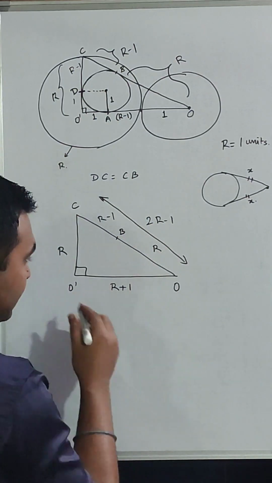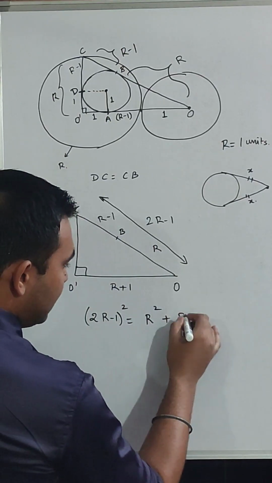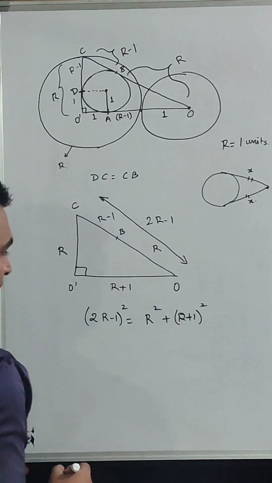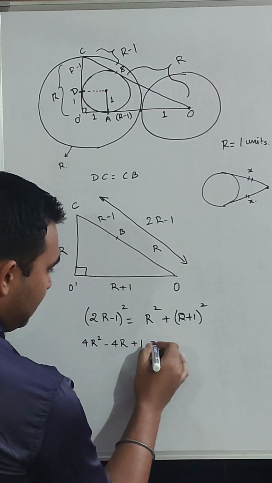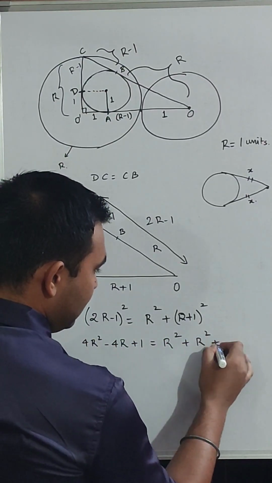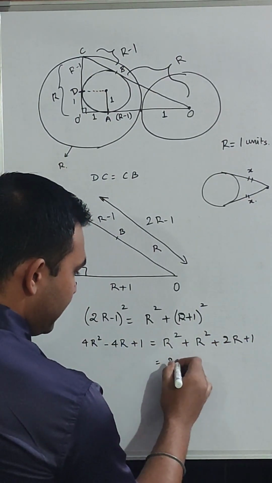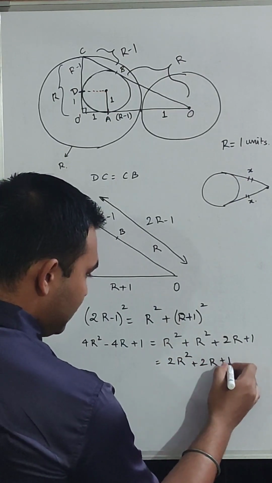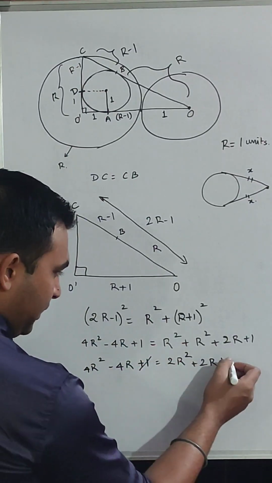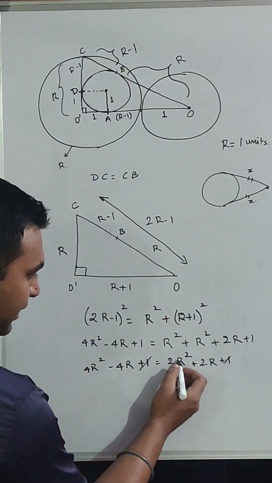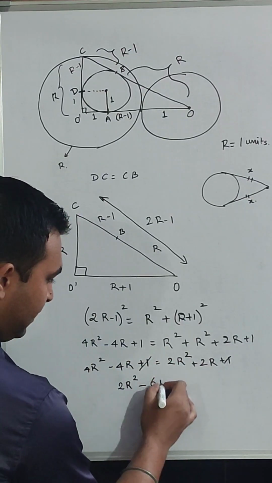Now we can apply the Pythagoras theorem. What is the Pythagoras theorem? (2R minus 1) whole square is equal to R square plus (R plus 1) whole square. Opening the squares, we get 4R square minus 4R plus 1 equals R square plus R square plus 2R plus 1. Now R square plus R square becomes 2R square plus 2R plus 1. We can cancel out plus 1 and plus 1. Taking all the terms to the left hand side, 4R square minus 2R square gives 2R square, minus 4R, and this plus 2R will come to the left hand side and become negative. So 2R square minus 6R equals 0.